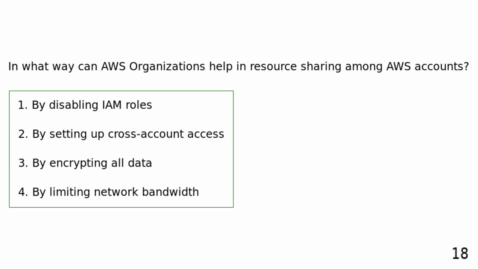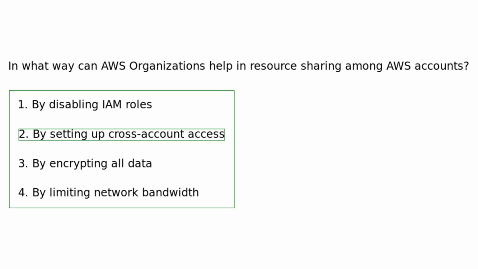In what way can AWS Organizations help in resource sharing among AWS accounts? By disabling IAM roles. By setting up cross-account access. By encrypting all data. By limiting network bandwidth. AWS Organizations enables resource sharing among AWS accounts by setting up cross-account access, allowing permissions to be granted without the need for separate IAM roles in each account.